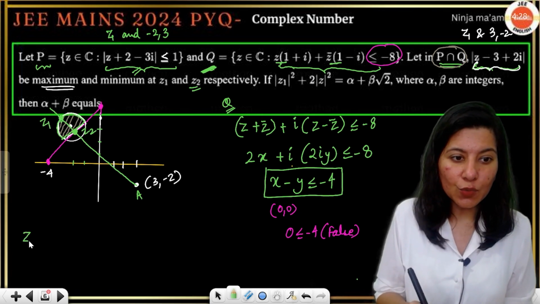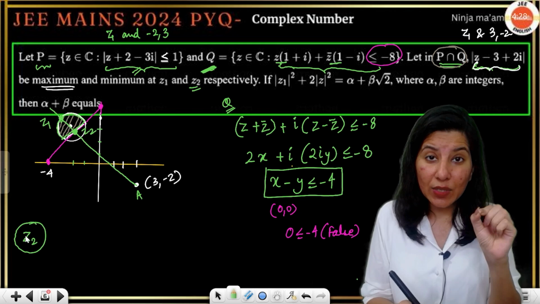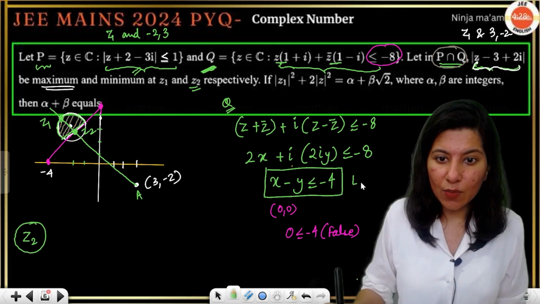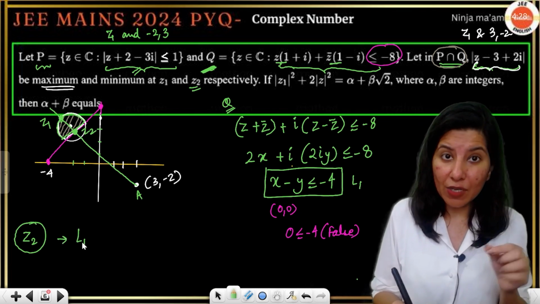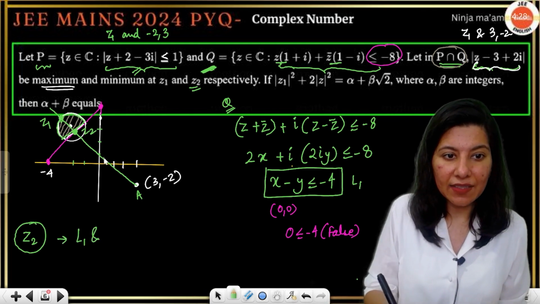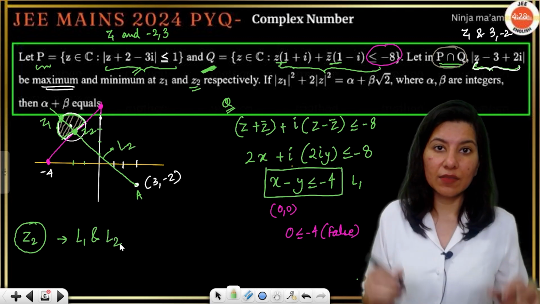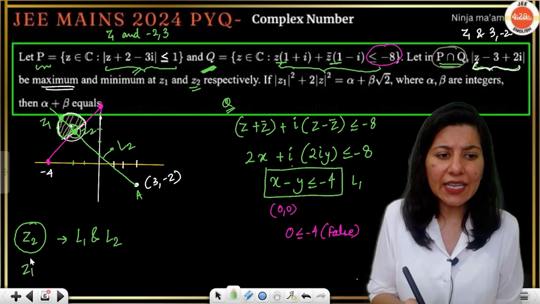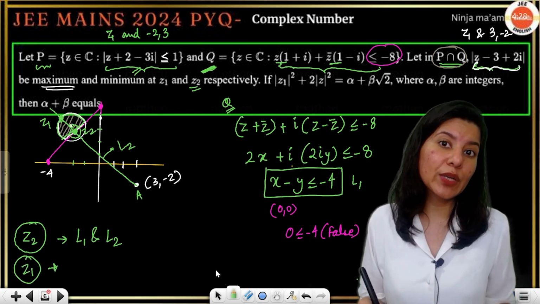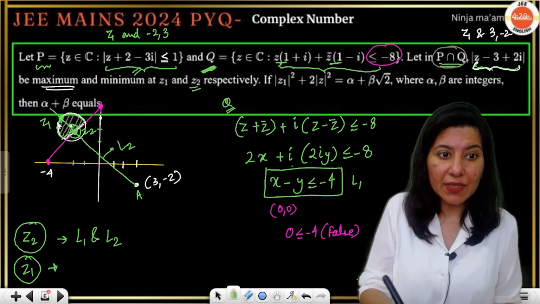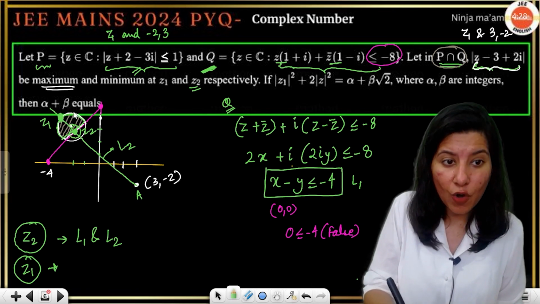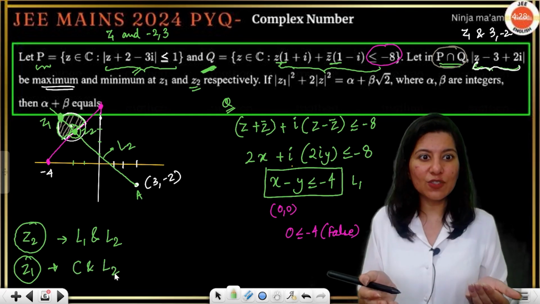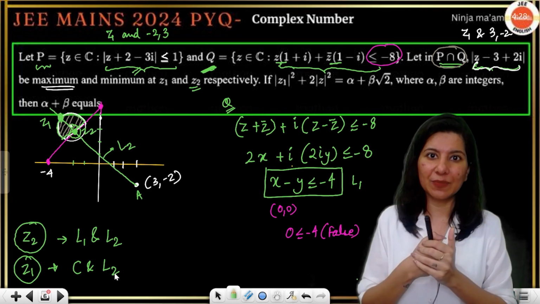Okay. To get z2, you need to solve the line, this is L1, and this line, let's say L2. To get z2, you need to just solve L1 and L2. This is the intersection point of L1 and L2. To get z1, tell me what will you do? Sorry, z1 is the maximum distance. The maximum distance is this. That means you're looking for this circle and line L2. Just solve these two together and you will get your answer. Let's just do it.